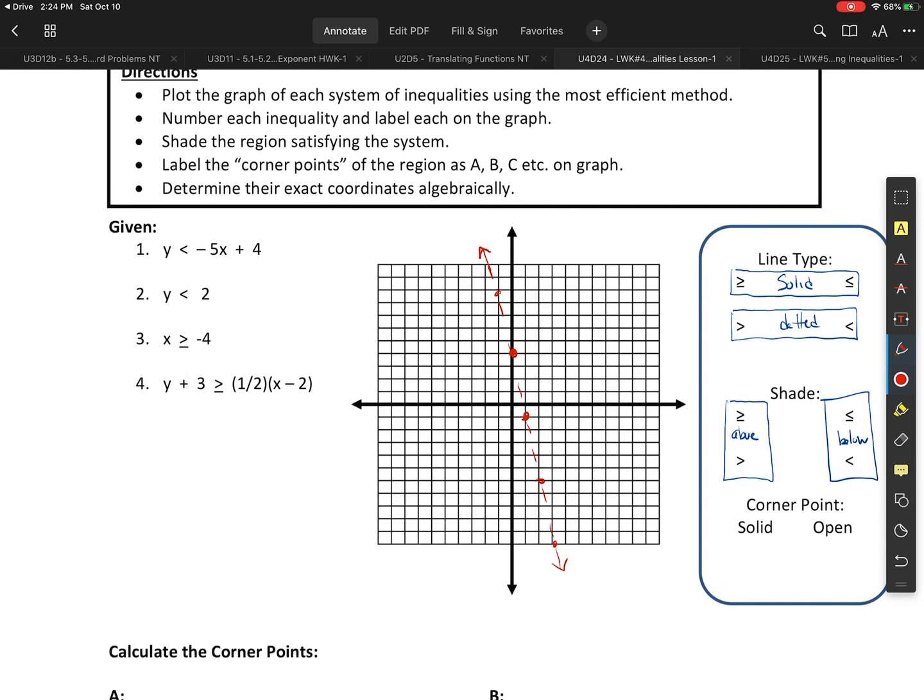Next, y is less than 2. I have a horizontal dotted line going through y equals 2. Dotted, dashed, whatever works for you. Then, x is greater than negative 4. I have a solid line passing through x equals negative 4.